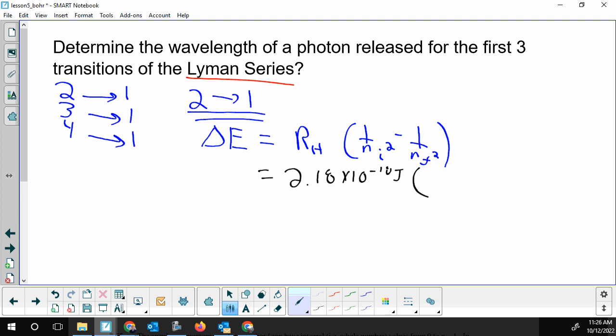Times 1 over n initial squared. So we're starting at 2. So 1 over 2 squared minus 1 over, what's the final? We're ending at 1. Bit of a waste of time, but I will square 1, at least in the relationship. If you have a graphing calculator, you could just input this all in. If you have a scientific calculator, you may want to deal with the fractions one at a time. I inputted all of this, and I got negative 1.64 times 10 to the minus 18 joules.